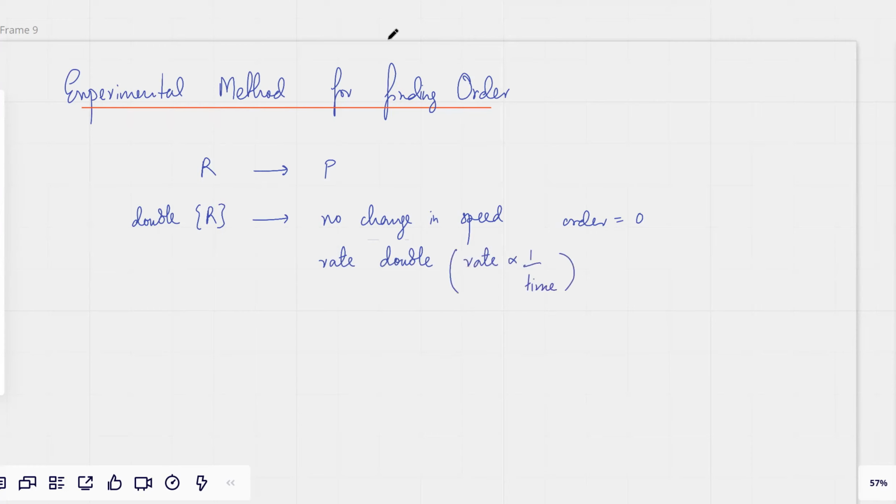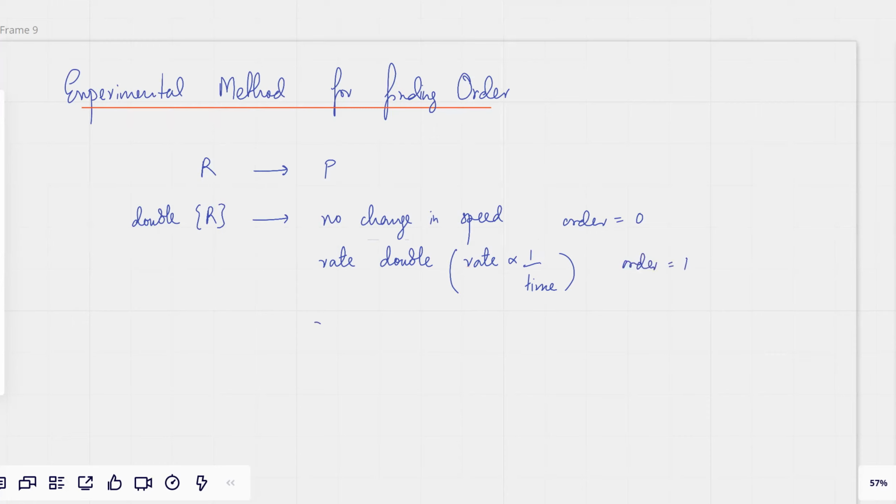Like if the rate doubles, the time taken would be half. If one reaction takes 100 seconds, the other one takes 50 seconds, then the 50-second one is twice the speed of the 100-second one. So rate doubles. So that means it's directly proportional. That's order 1.